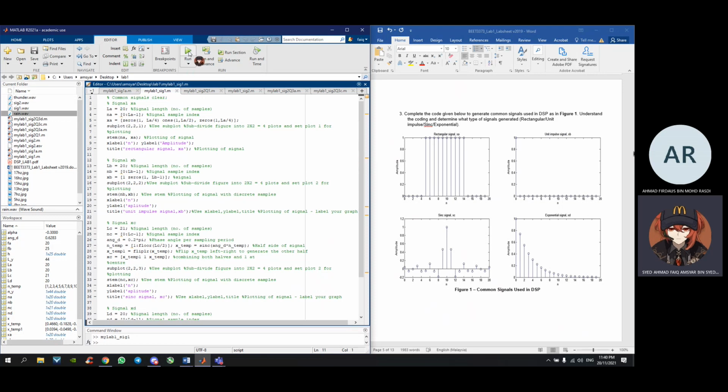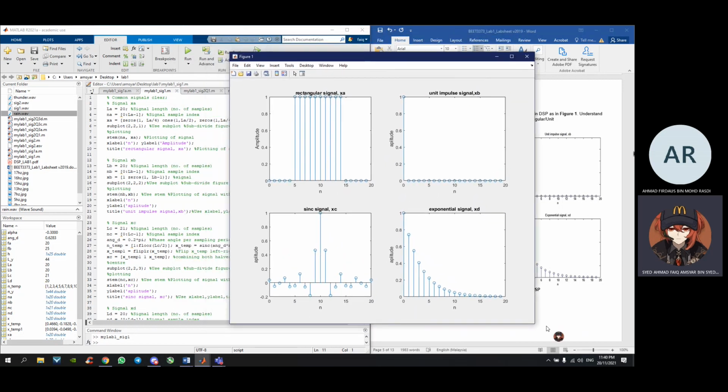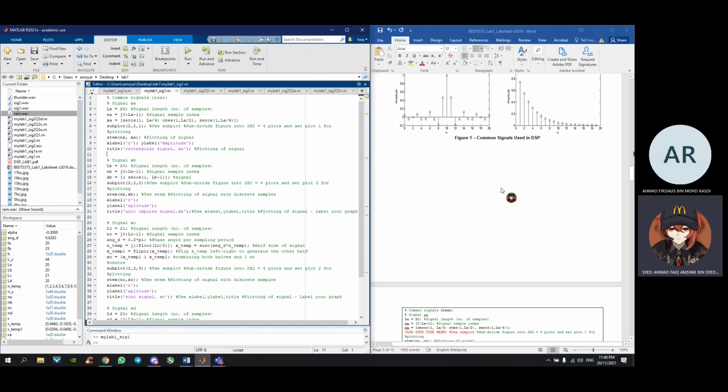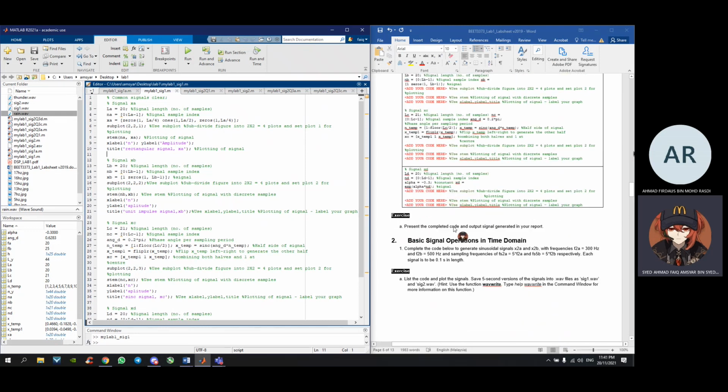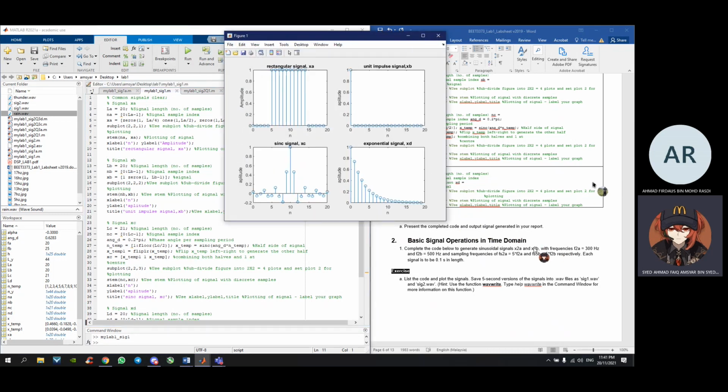Okay, I'm going to run it. So we got a graph like this. Because we use 20 sampling, we got another 20 sampling there. So here are the rectangular signal, unit impulse signal, sine signal, and exponential signal. Then we present the complete code and the output signal that I got.